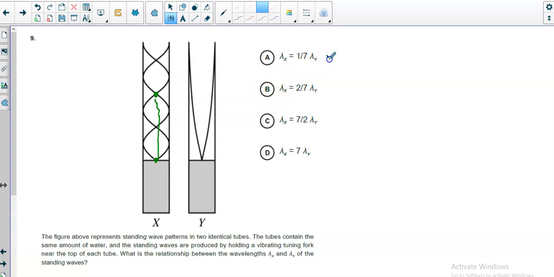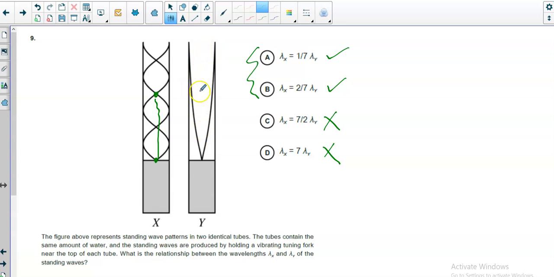So for example, this is still in the running, this is in the running, this is not, and this is not. Because these tell me that Y's wavelength is somehow smaller, and in order to equal X's, you need to multiply it by 7 or 7/2. No, that's not the case. So I can definitely get it down to these two. Now, let's go with this.